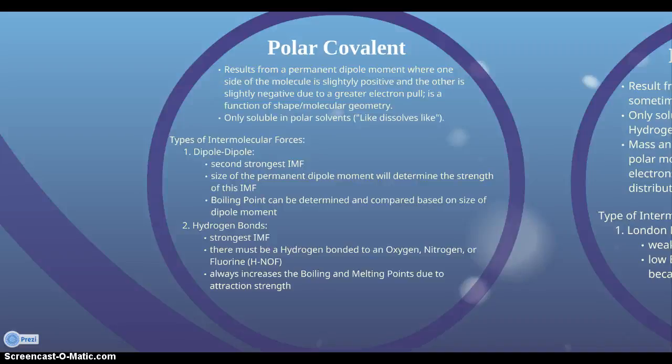First is dipole-dipole. This is the second strongest IMF of all three. The size of the permanent dipole moment will determine the strength of this IMF, so if you have a greater dipole moment, there's more attraction, stronger IMF. Boiling point can also be determined and compared based on the size of the dipole. If you have a larger dipole moment, there's going to be more of a pull from the negative side, and your IMF is going to increase.